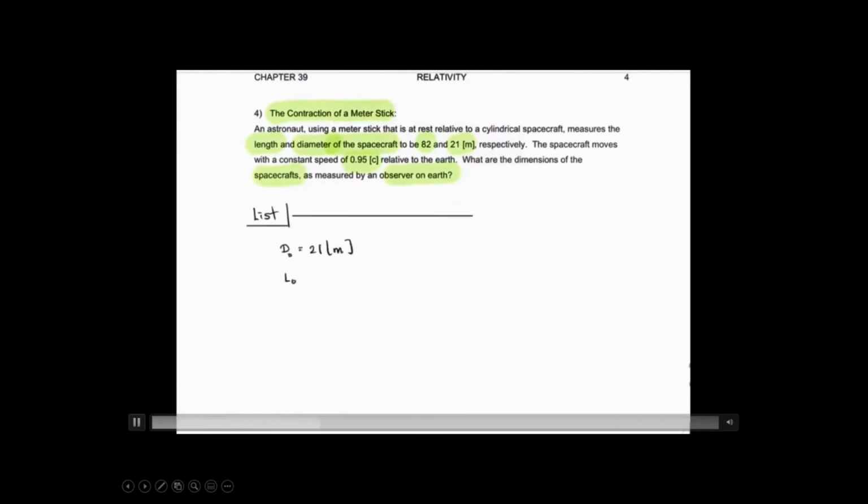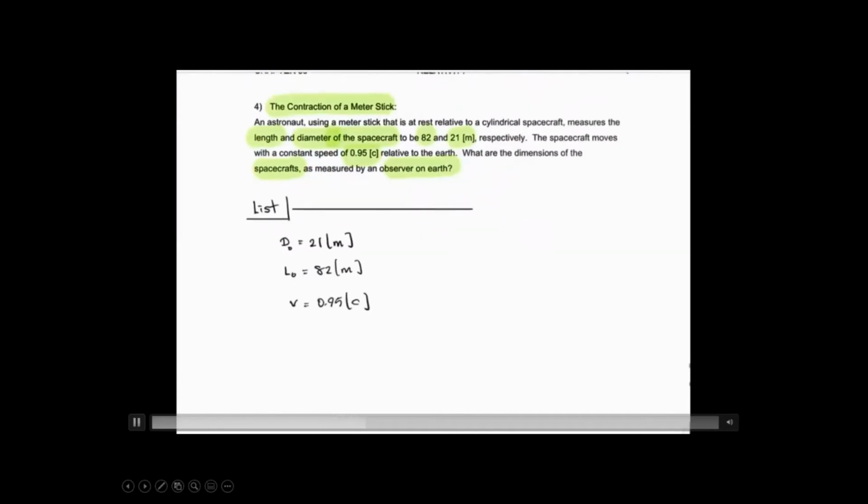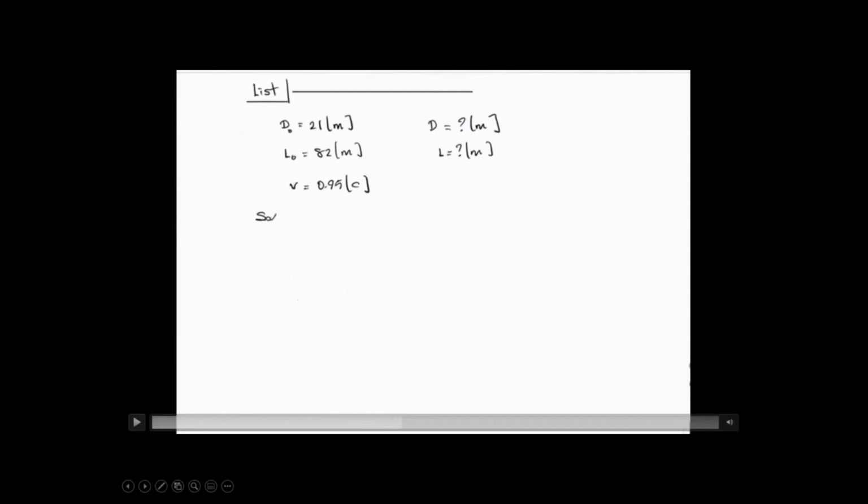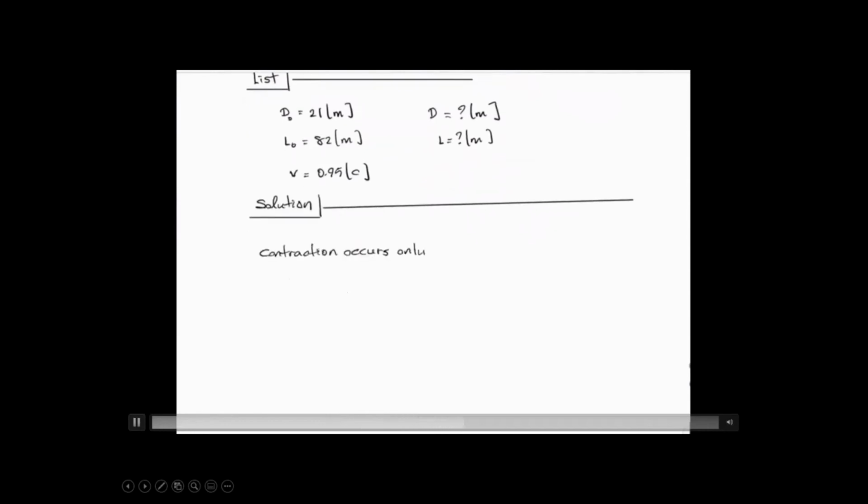So let's list everything. Diameter, DO, is going to be the original diameter. It's going to be 21 meters. LO is the original length. That it's 82 meters for this spacecraft. It's moving at 95% of the light speed relative to us. So what is the length that we measure for it relative to us? And what is the diameter that we measure for it relative to us?